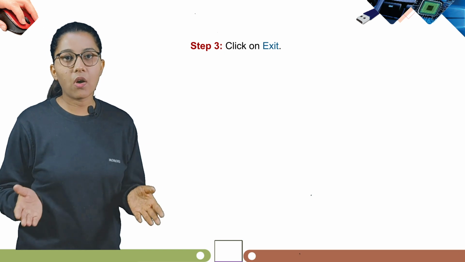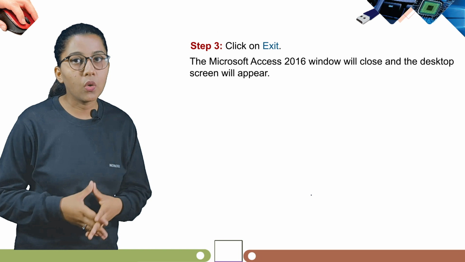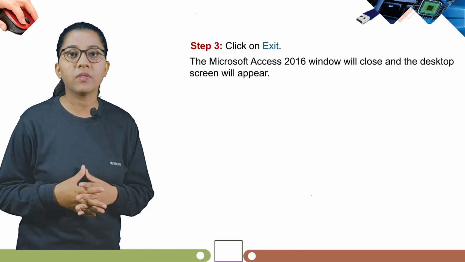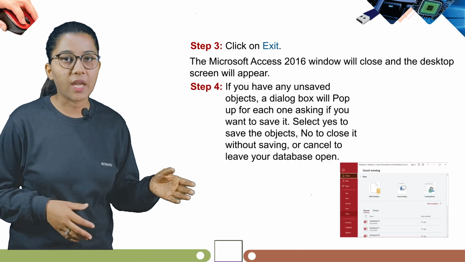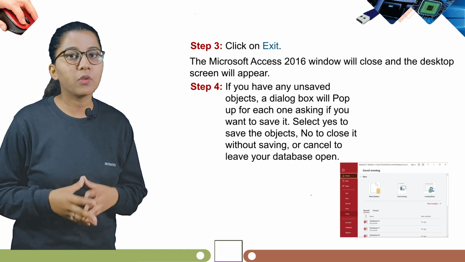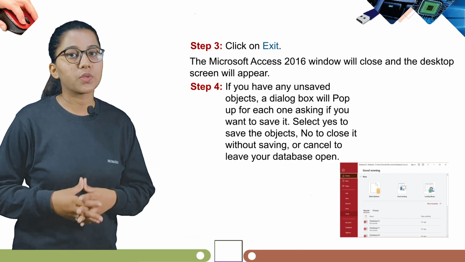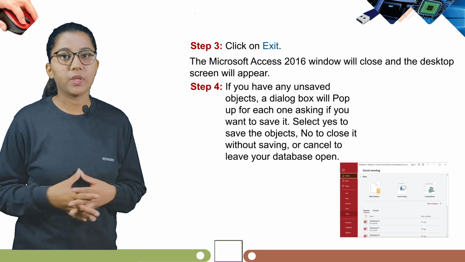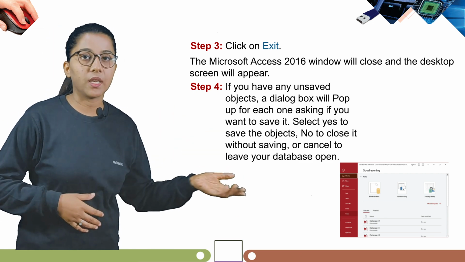Step 3, click on exit. The Microsoft Access 2016 window will close and the desktop screen will appear. So step 4 is if you have any unsaved object, a dialog box will pop up for each one asking if you want to save it. Select yes to save the object, no to close it without saving, or cancel to leave your database open. Now here you can see the interface of closing or exiting a database.